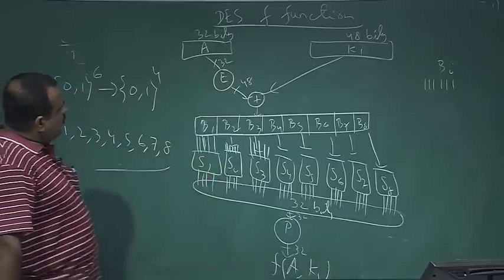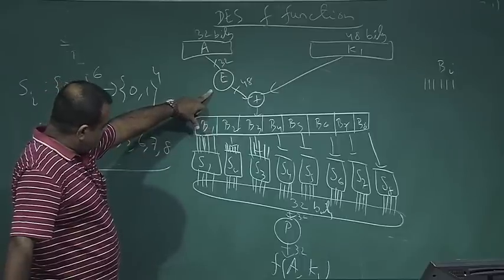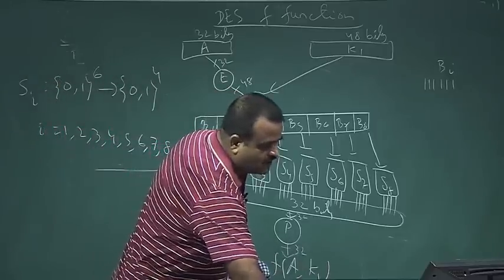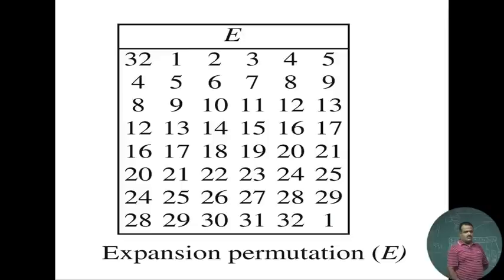Now we have to know what the expansion function and the S box are. This is the expansion function. We have a 32-bit number, and from this 32-bit we want to make 48 bits, so some bits have to be repeated, for example 4 is repeated. This table has 8 rows and 6 columns, so it is a 48-bit number. We just apply this expansion function.